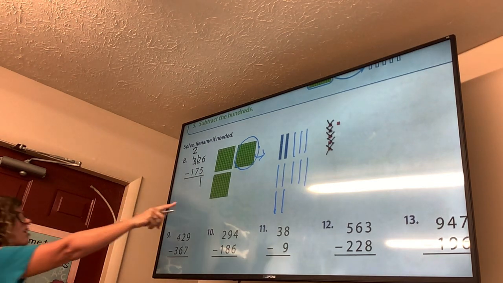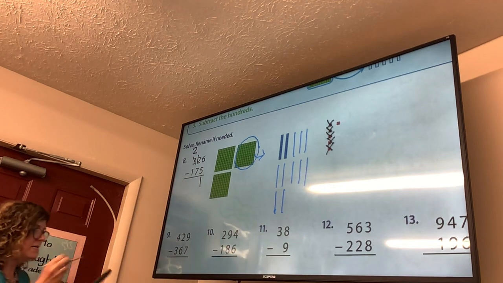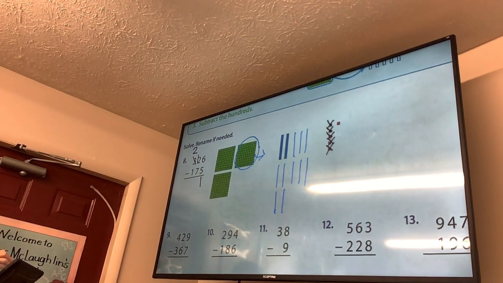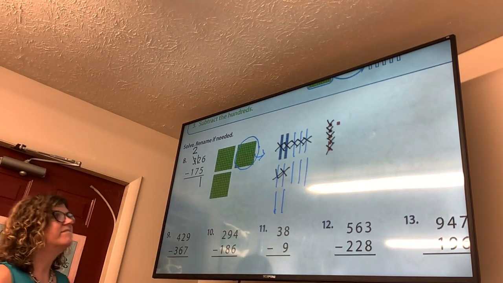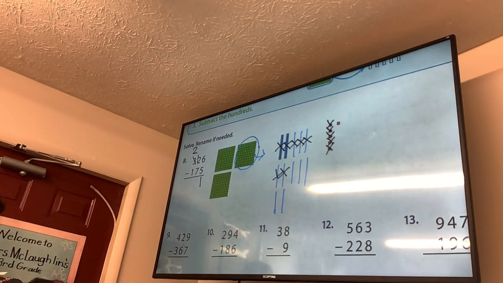So the 12 tens, we're going to subtract how many? 7. So come over here with your regular pencil and cross out 7 of them. 1, 2, 3, 4, 5, 6, 7. And that left us with 5. Very good. So put a 5 underneath that.